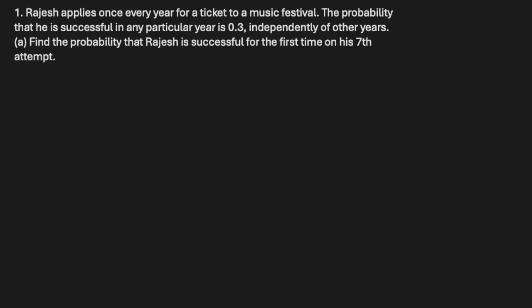Let's start with question number 1. Rajesh applies once every year for a ticket to a musical festival. The probability that he is successful in any particular year is 0.3. So the probability of winning the ticket is 0.3, and that means P, which is the probability of success, is 0.3. Q, which is the probability of failure, will be 1 minus 0.3, which is 0.7.